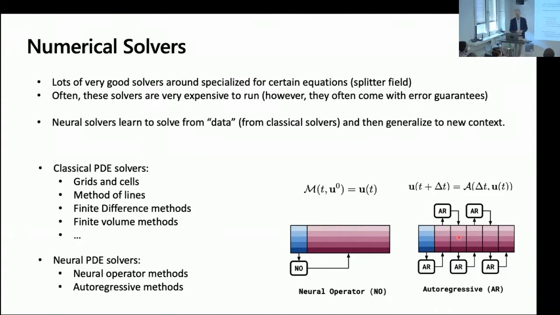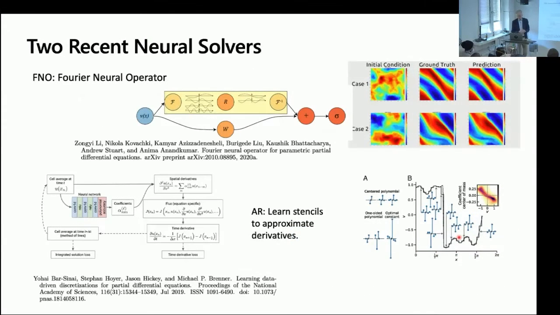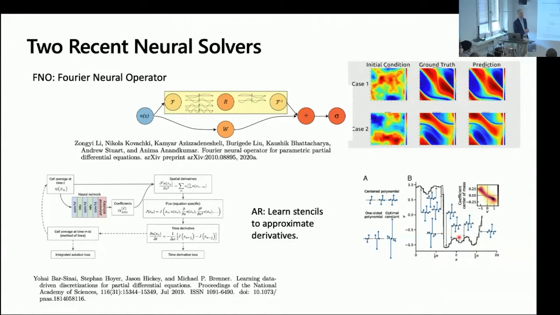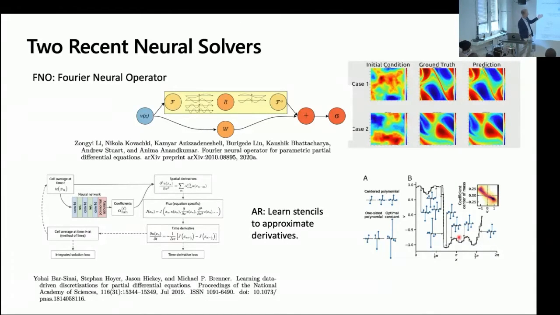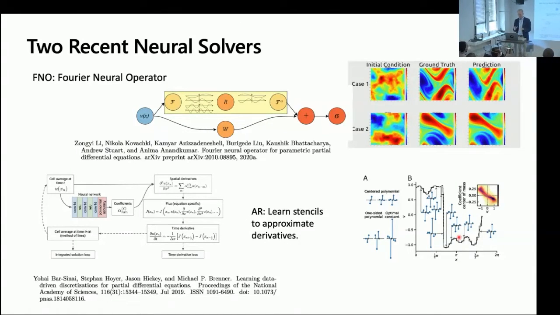Okay, so that's an autoregressive method. There have been quite successful instances of both of these methods. The one that got a lot of attention is the Fourier neural operator, which is of the neural operator kind, where you take your input vector and do a Fourier transform on the spatial part of the input, and then you do some transformation on the modes.